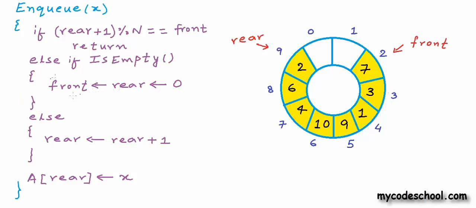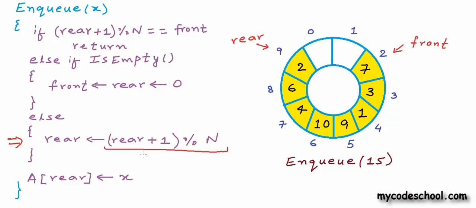If the queue is empty, we can simply set front and rear as 0. In the last else condition, we will increment rear like this. We will say rear is equal to (rear + 1) modulo n, where n is the number of elements in the array. With this much change, my enqueue function is good. Now let's make a call to enqueue and insert something in this array. I want to insert number 15. We will come to this last else condition. Rear right now is 9, so this expression will be (9 + 1) modulo n. n is 10 here, the size of this array A is 10. This will evaluate to 0. Now my new rear is 0. I will write number 15 here.